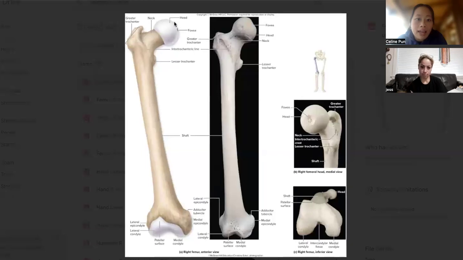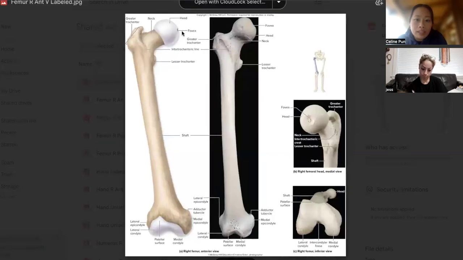Okay. So we have the head, the fovea, which is this little hole in the head. And then also there's the neck. Oh, sorry. In this class we're only doing one neck, so they all have a neck. And then there's the greater trochanter and the lesser trochanter.